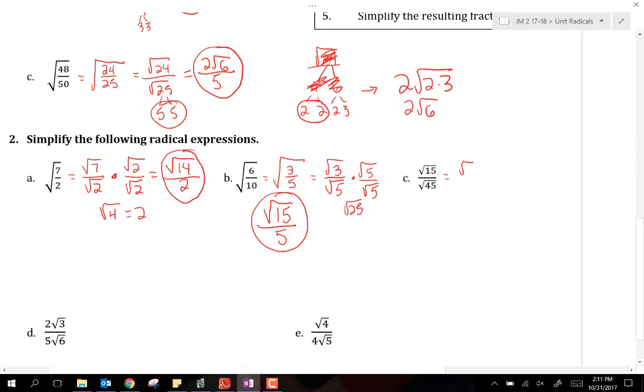These ones are already split up for us, but we can still simplify them. We can divide them both by 5. Actually, we can do them both by 15. So 15 divided by 15 is 1. 45 divided by 15 is 3. Square root of 1 is just 1. And now we have the square root of 3. So we need to multiply by root 3 over root 3. So root 3 times root 3 is just 3, or root 9. And up top we have root 3 times 1, which is just root 3.